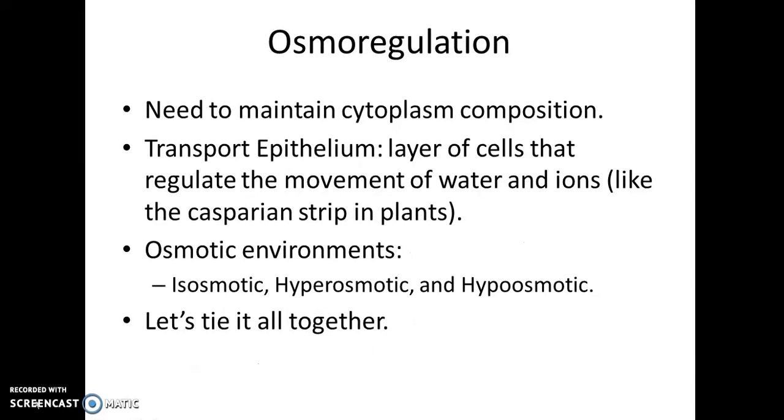So in osmoregulation, we need to maintain cytoplasm composition. The transport epithelium is a layer of cells that regulate the movement of water and ions. It's just like the Casparian strip in plants. The ions have to move through the cells, the water has to move through the cells. That's your transport epithelium. Now, sometimes the transport epithelium can focus on one or the other and specialize.